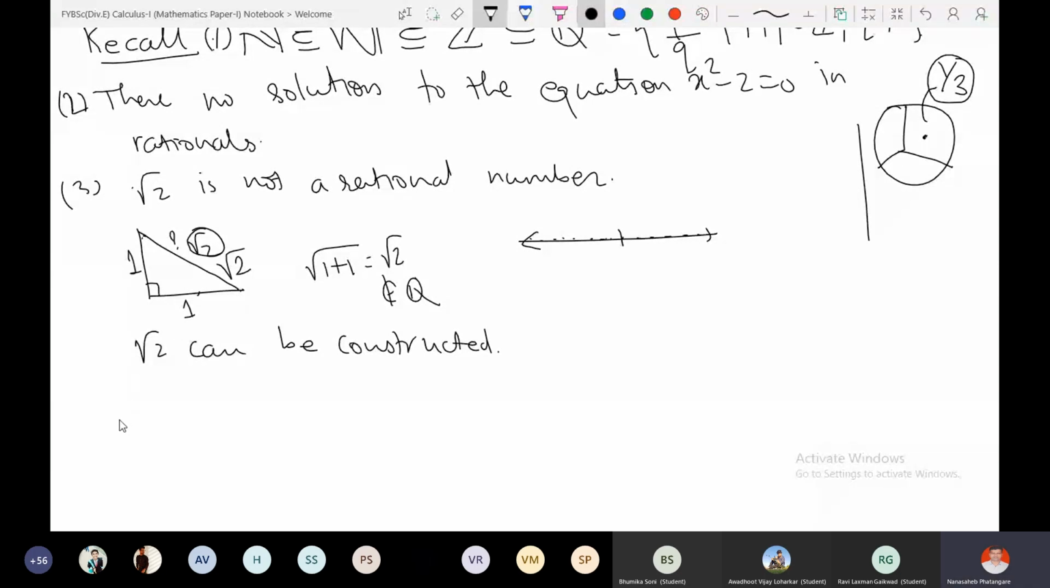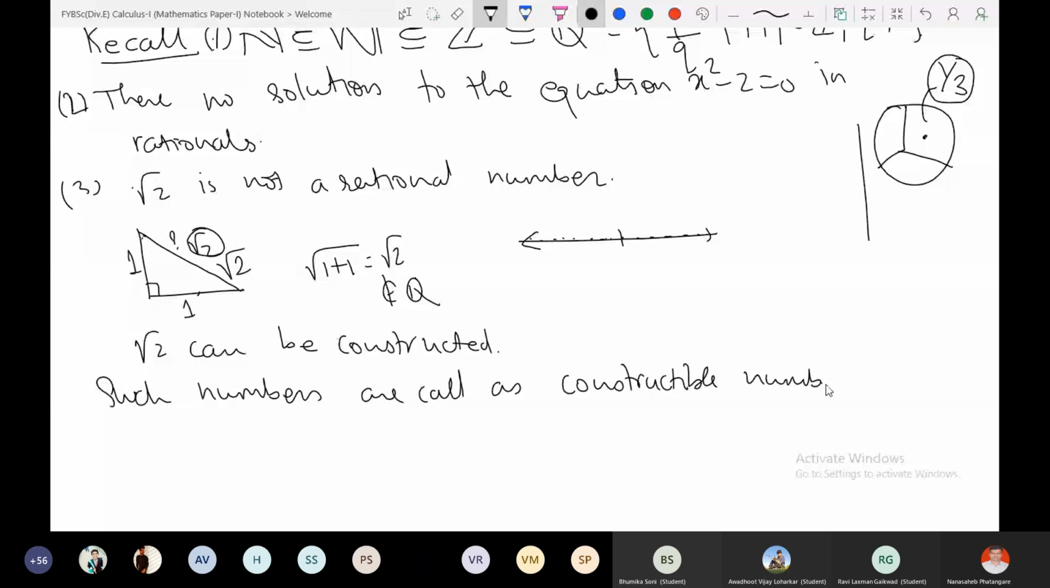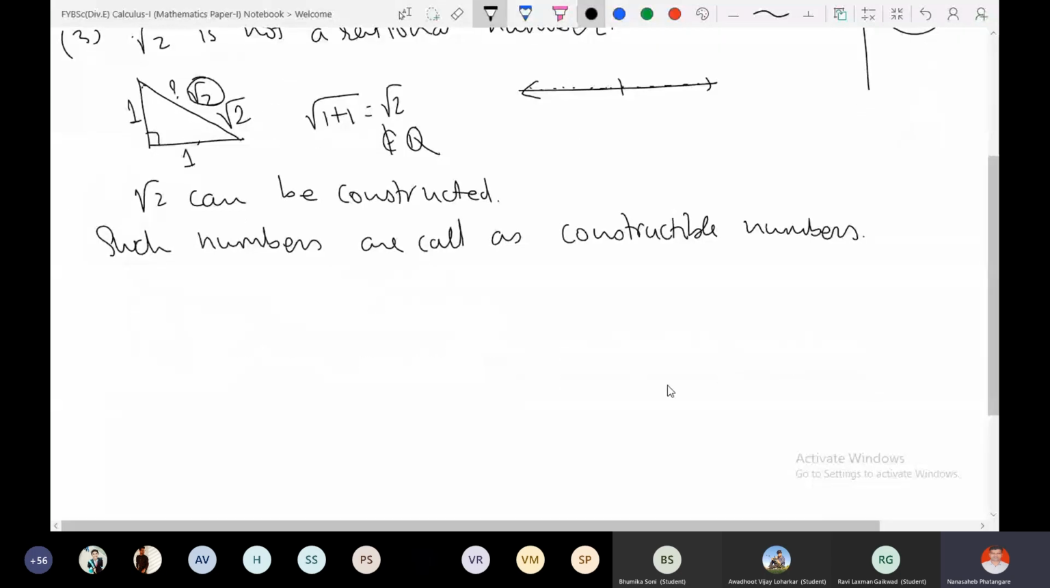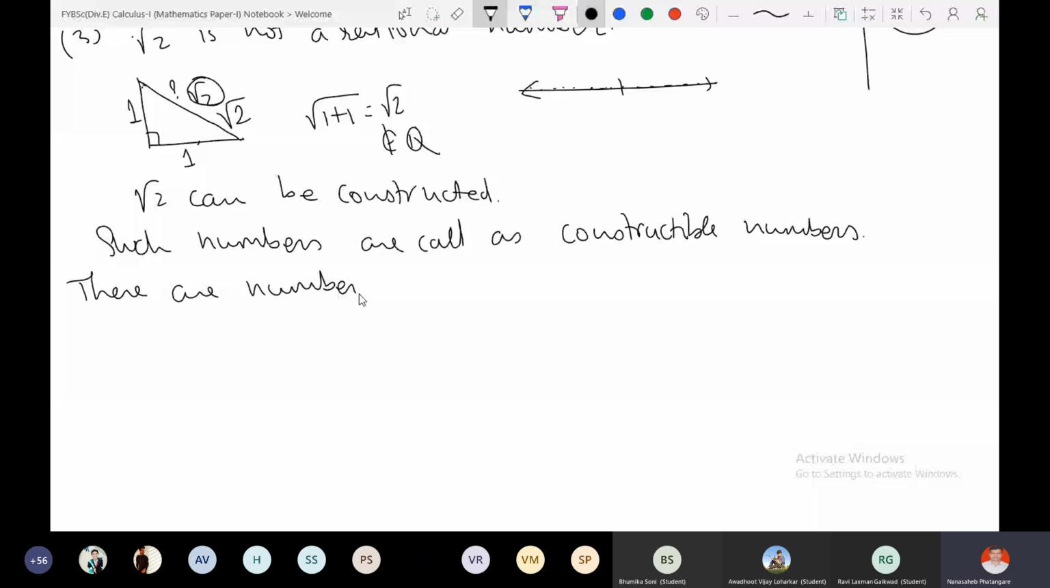Such numbers are called constructible numbers, because you can actually construct them. There are also numbers which are not constructible.